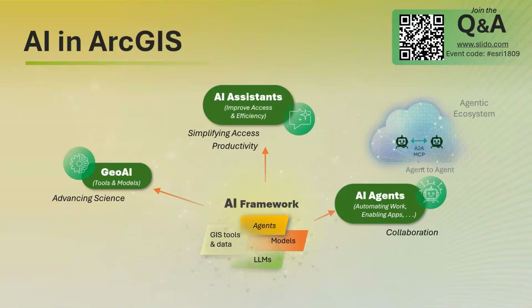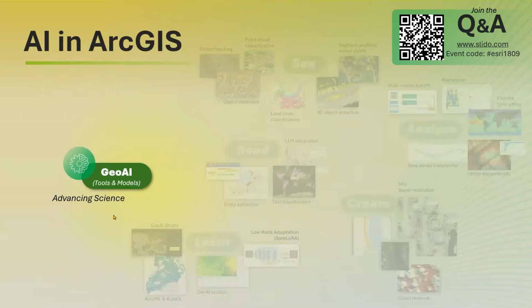Each implementation of AI supports two goals. One, for GIS professionals, AI can help by doing some of the heavy lifting to enhance your productivity. And two, for those who are newer to GIS, AI helps expand access to spatial analysis and information, making GIS more accessible. Let's take a closer look at each of these.